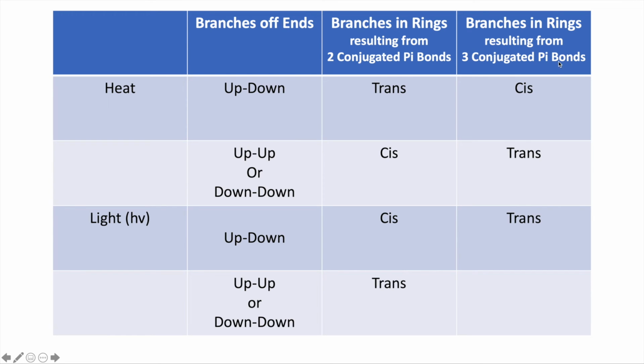You've got the 3 conjugated pi bonds. You're using light, so that changes your highest occupied molecular orbital. So now it rotates in a different way in order to get the orbitals to overlap. And the 2 branches coming off of the end of the conjugated system, which were going in opposite directions, are trans in the ring that you form.